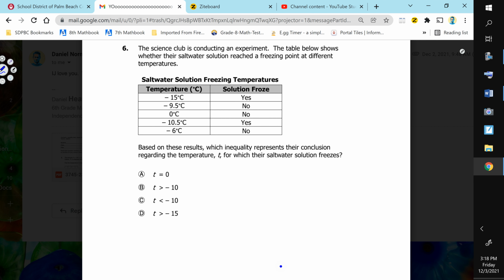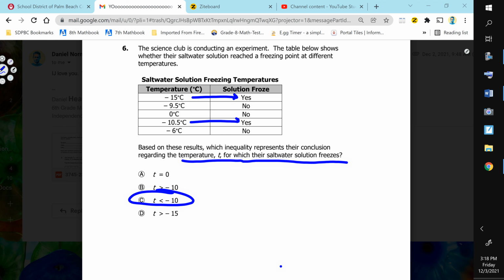Number 6. They want the temperature at which the saltwater solution freezes. It's only freezing if the temperature is really, really low. So if it's negative 9.5 degrees, that's too high because it doesn't freeze. But if it's negative 10.5, it does freeze. So that means the temperature needs to be less than negative 10. That's the only answer that makes sense.